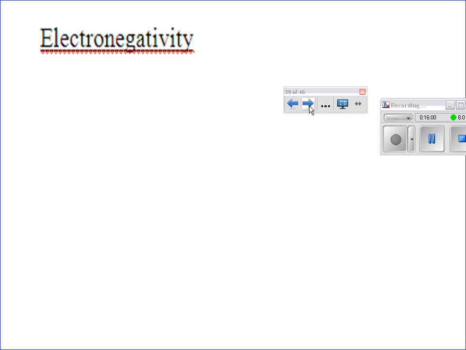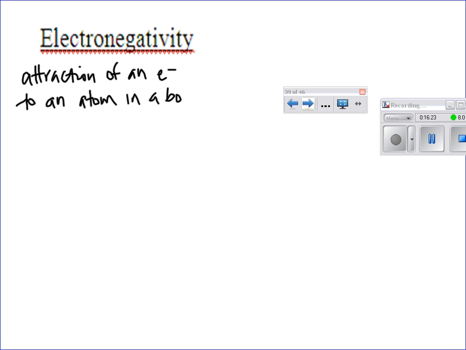Okay, electronegativity. We're not going to deal with much with this. This is pretty simple. Electronegativity is basically the attraction of an electron to an atom in a bond.